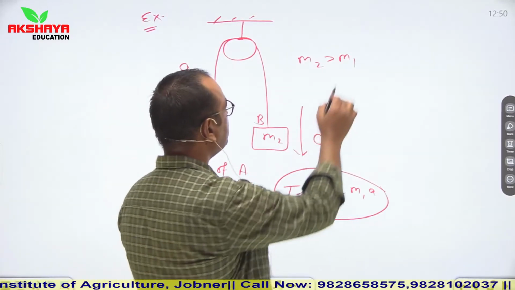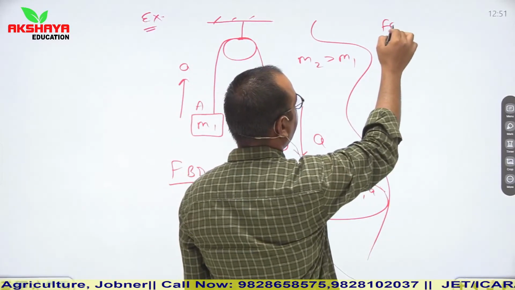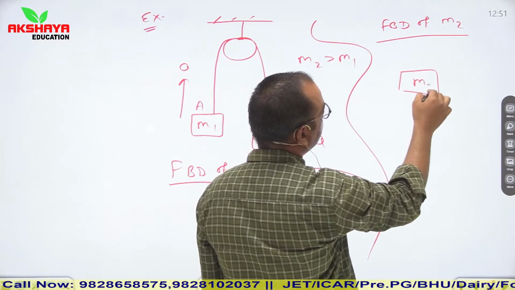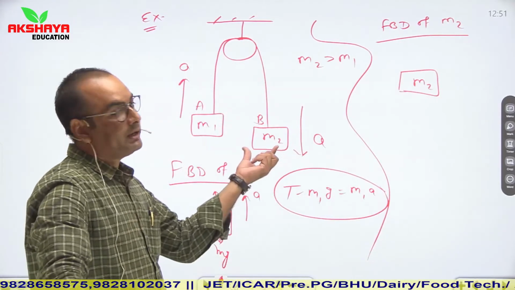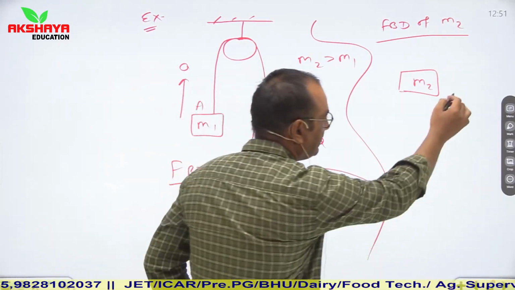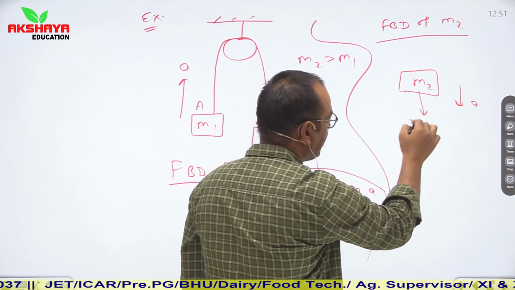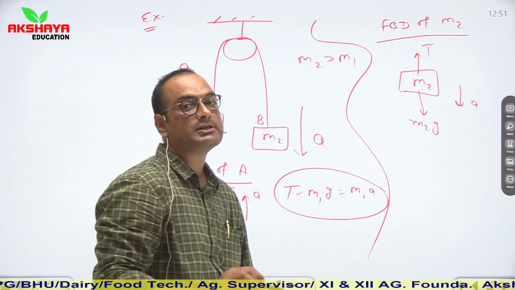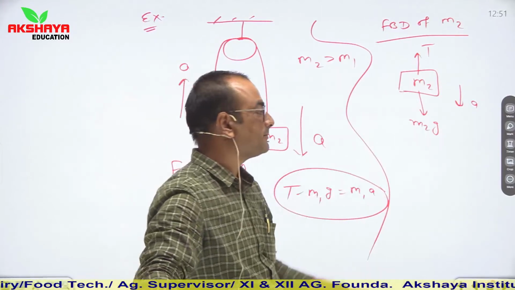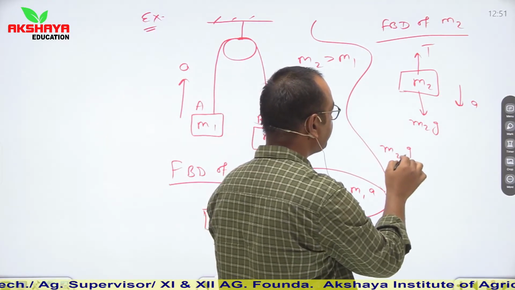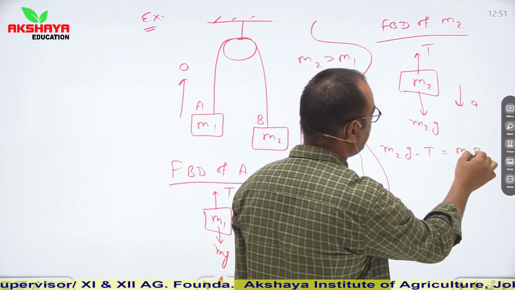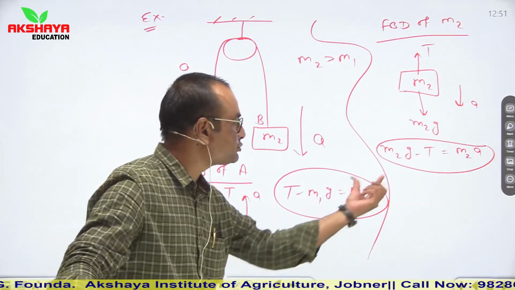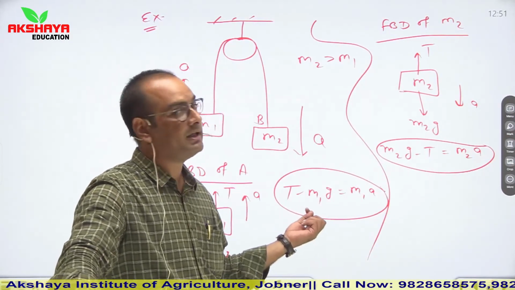And if we draw FBD of m2, so see, in case of m2, net acceleration is downwards. Its weight m2g is vertically downwards. Tension is again vertically upwards. Now in this condition, m2g is greater than tension. So we can say that m2g minus T is equal to m2a. Clear? So these two equations are obtained. By using these two equations you can calculate acceleration and tension.